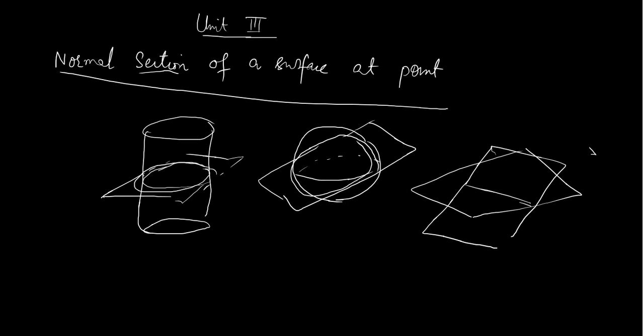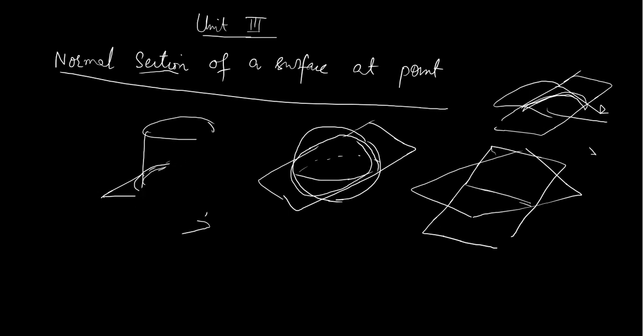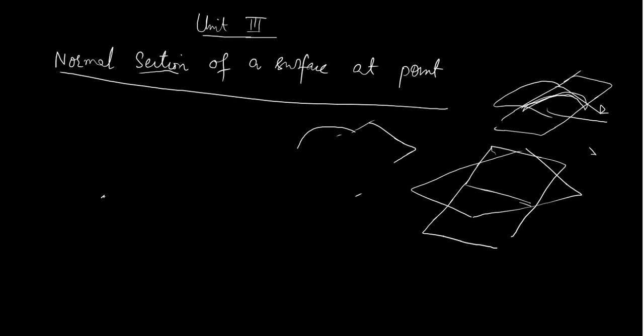Similarly, I could have a general surface and then intersect it with a plane. So I would get a curve of intersection of this surface. Now this would be the section of the surface by this plane. Now what is a normal section?